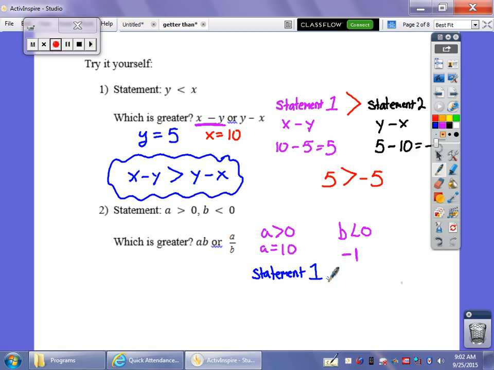Statement 1. We have AB, which means A times B. So when we take a look at it, 10 times -1. Well, what's 10 times -1? That gives us -10.